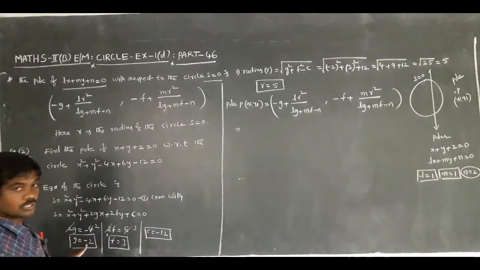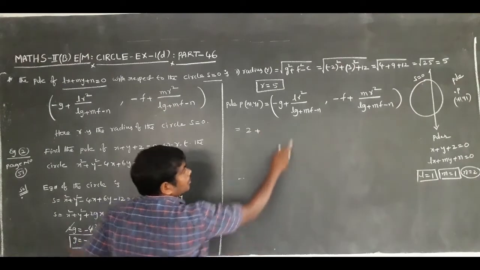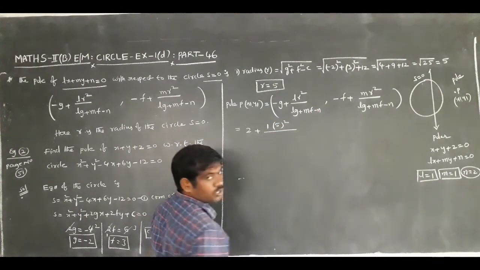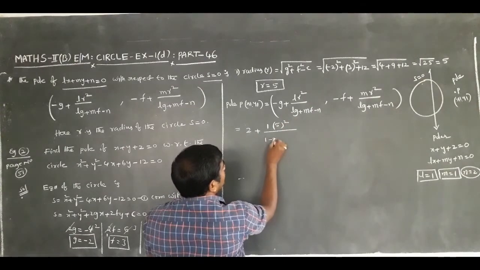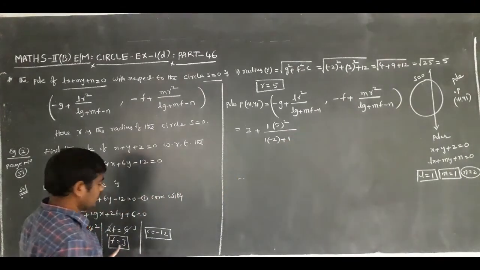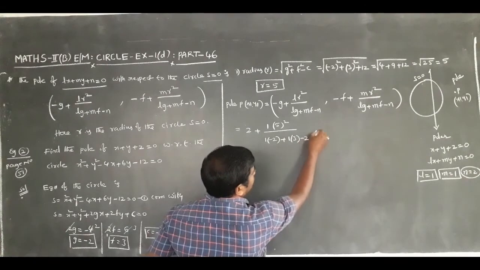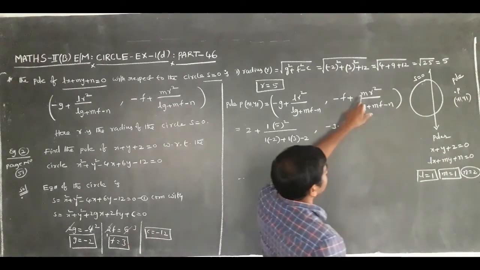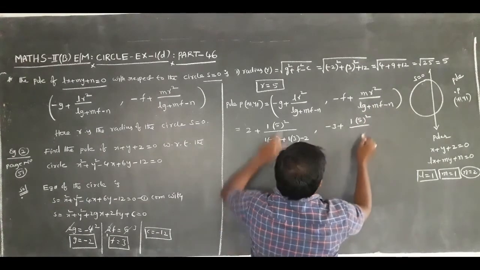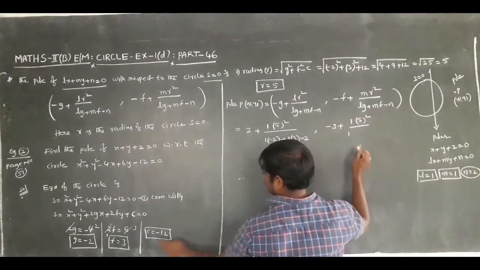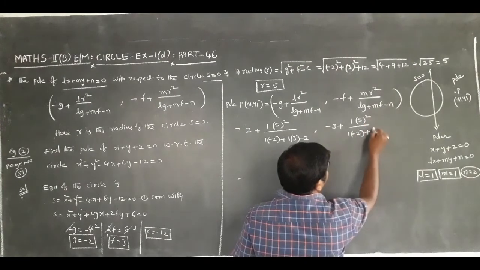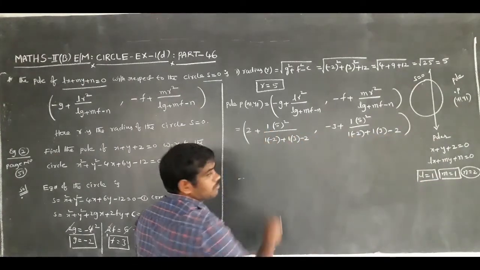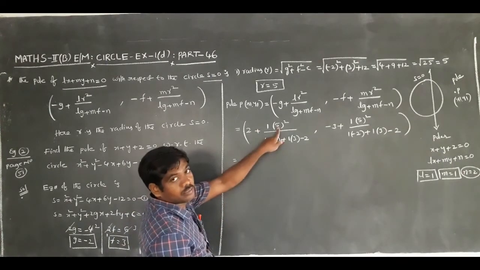Minus g, where g equals minus 2, gives minus into minus, plus 2, plus L, where L equals 1, times r square, that is 5 square, whole divided by L times g, that is 1 times minus 2, plus M, that is 1, times f, that is 3, minus n, where n equals 2. Then comma, minus f, where f equals minus 3, plus M equals 1 times r square, 5 square, by Lg plus Mf minus n with the same values.